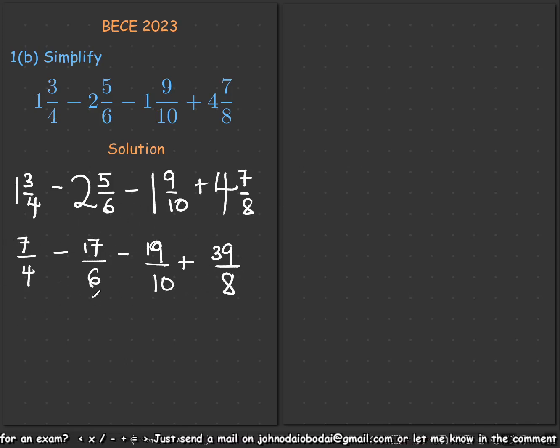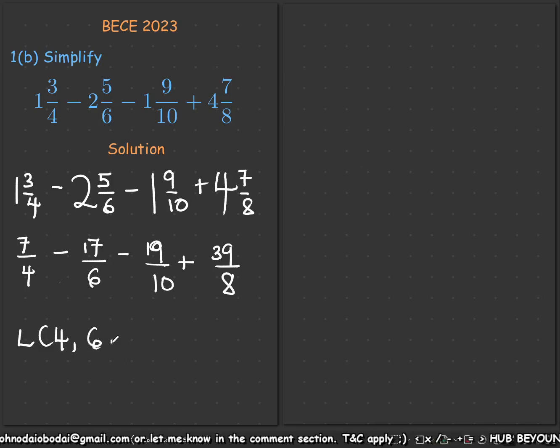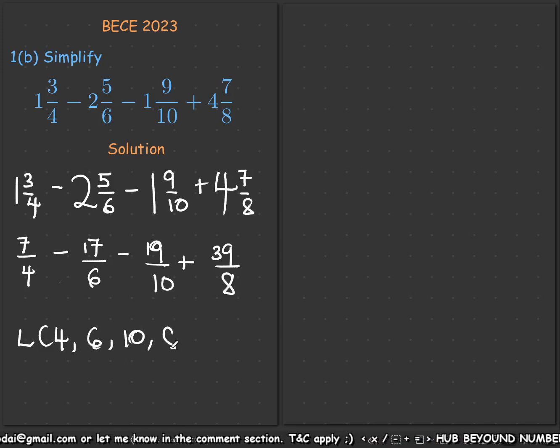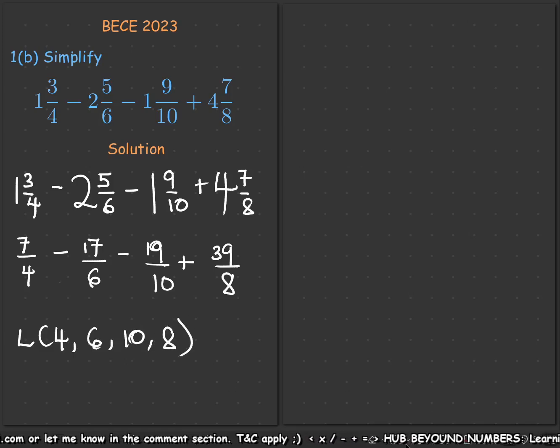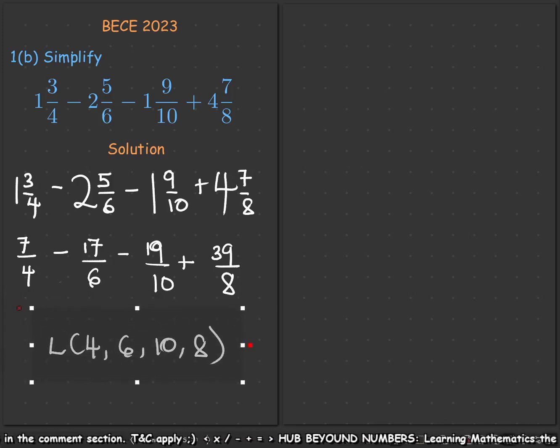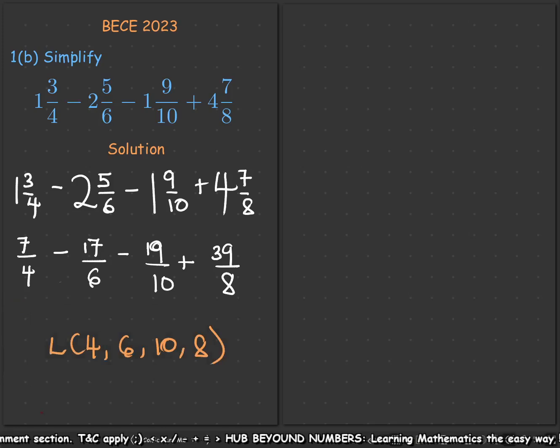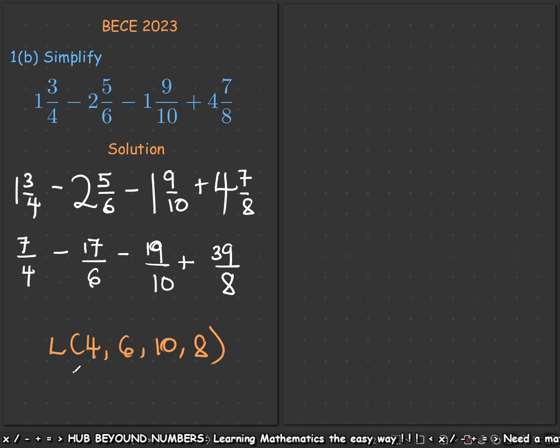After this, we now work it as normal addition and subtraction of fractions. How do we do that? We look for the LCM of 4, 6, 10, and 8. There are so many ways you can do that. And I do hope that you know what the LCM is, but for the sake of examination, when you are faced with pressure, how quick can you solve this?